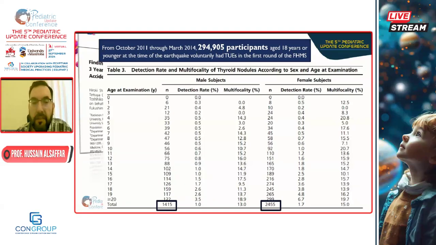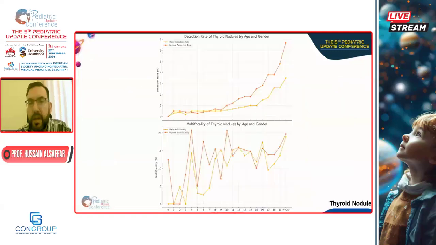And from here, if you see the distribution according to the age group on the left column, basically what we see here is that as the age is progressing, the detection rate is increasing. So there are more thyroid nodules in adolescents compared to young children. Similarly for females. If we look at this graph, this is just describing what I was saying. The females are having a higher rate of thyroid nodules compared to males.